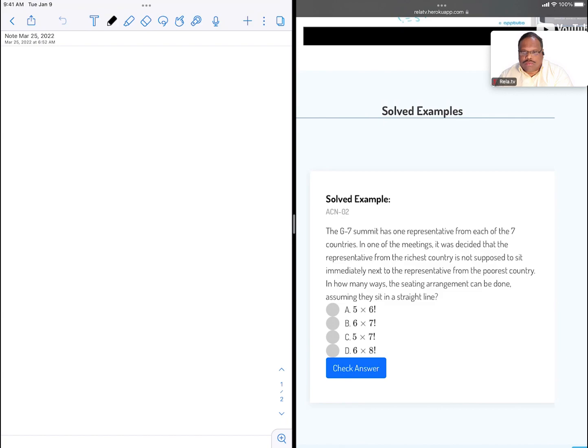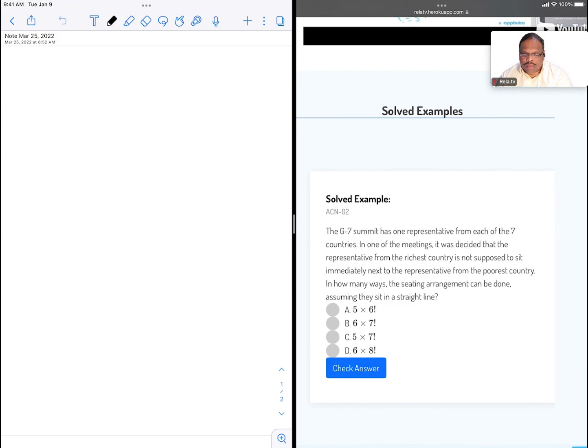There is a conference summit G7. That means there will be 7 representatives from 7 countries, let's say. In one of the meetings, it was decided that the representative from the richest country is not supposed to sit immediately next to the representative from the poorest country. In how many ways can the seating arrangement be done, assuming they sit in a straight line?